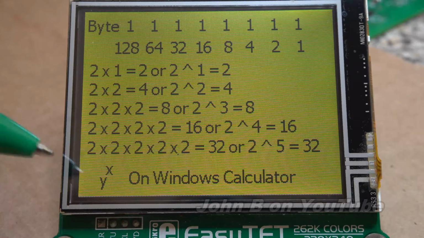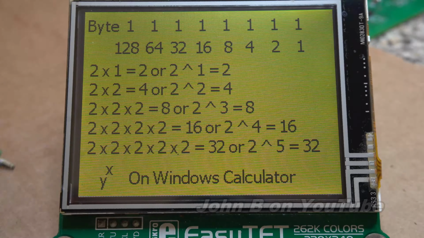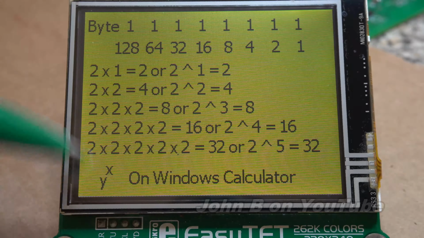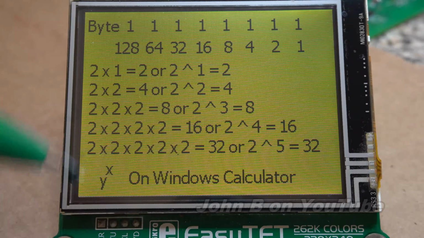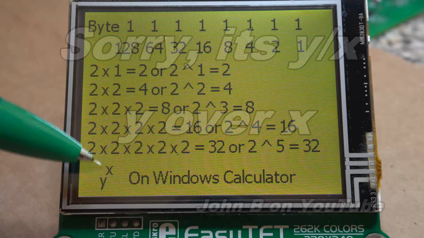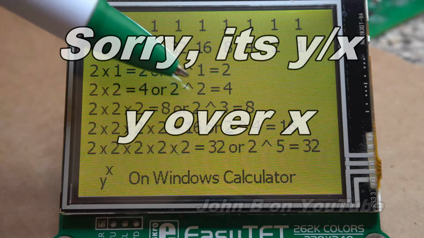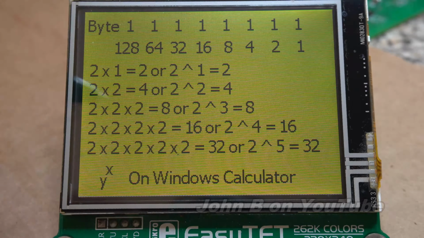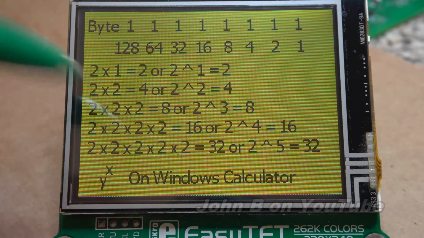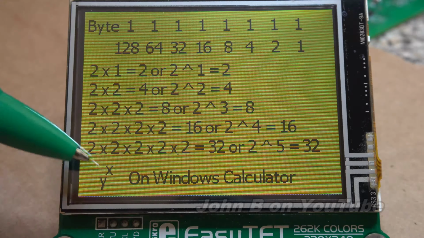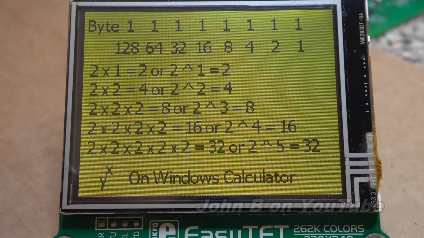You can try it on your Windows calculator. Put in the number 2 on the scientific calculator, then hit the button on the left hand side, which looks like this, X to the power of Y, and then hit whatever number you want: 1, 2, 3, 4, 5, up to 20, 30, 40, and you'll get 2 to the power of your number. Hit equals and you'll get the result.